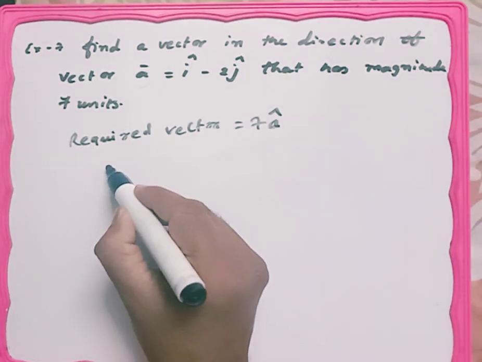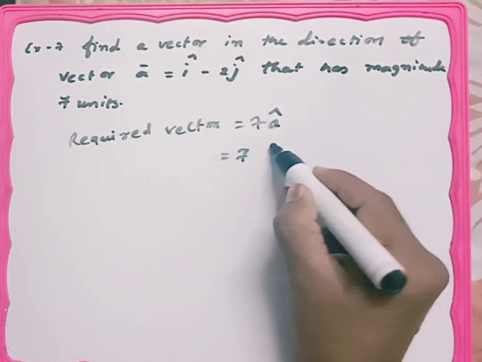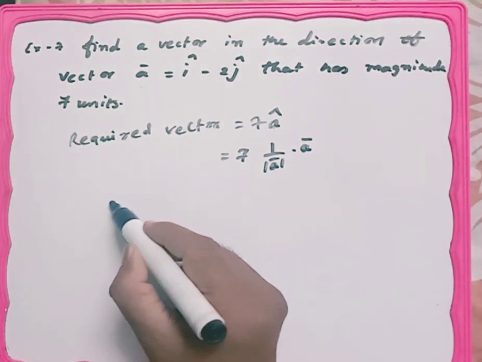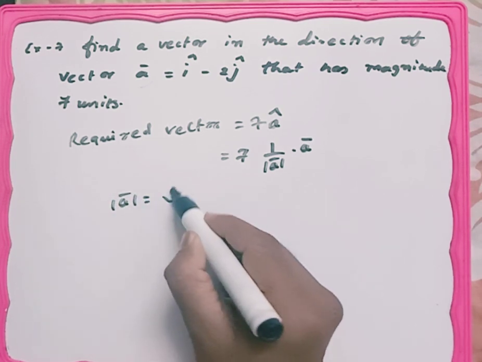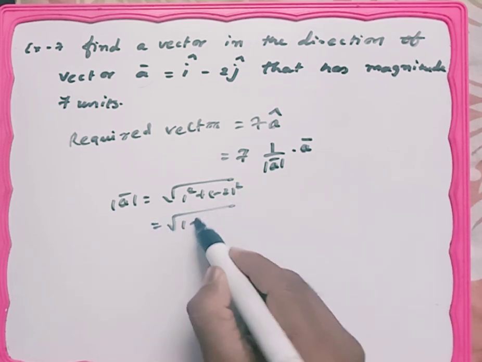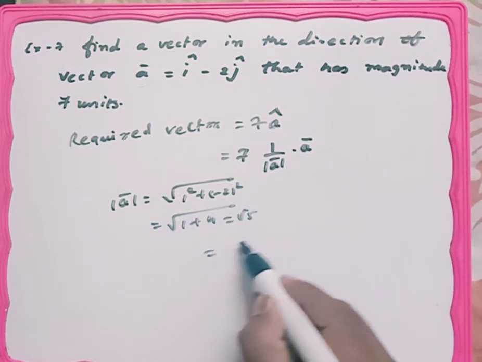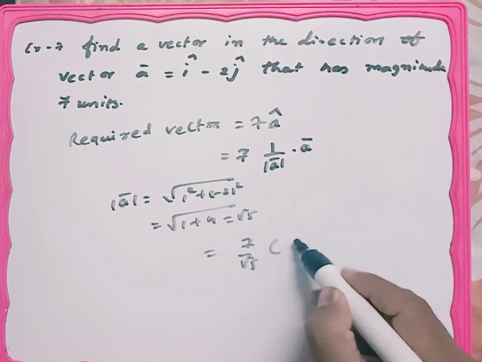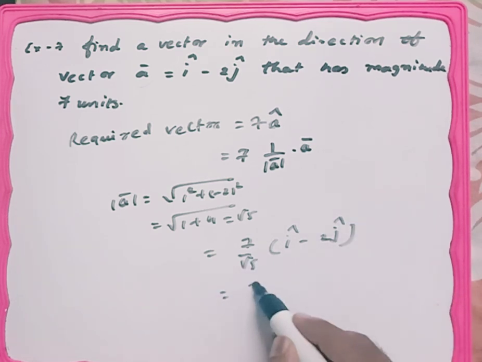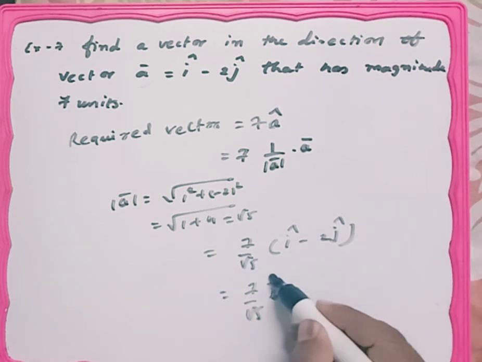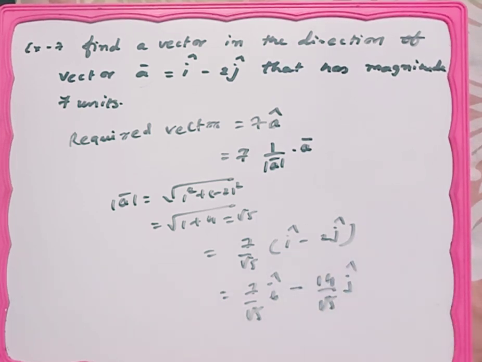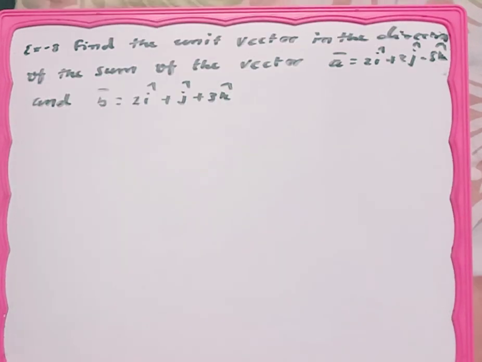And so first we find the unit vector of a, then it is 1 by magnitude a bar into a bar. So magnitude a bar we will have under root 1 square plus minus 2 square, that is 1 plus 4, root 5, and so it will be 7 by root 5. A bar will be i cap minus 2j cap, and so we multiply this inside, then 7 by root 5 i cap minus 14 by root 5 j cap is the required vector.